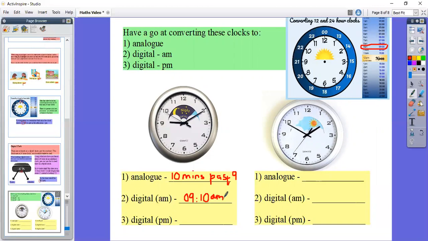And now, converting that to the PM, I go to my sheet over here, I can see 9 PM becomes 21. Add 12 onto 9, it makes 21. So it becomes 21 hours and still the 10 minutes, which is in the PM. Now that I've explained that for you, if you did find that a bit tricky, try and have a go doing the next one on your own.